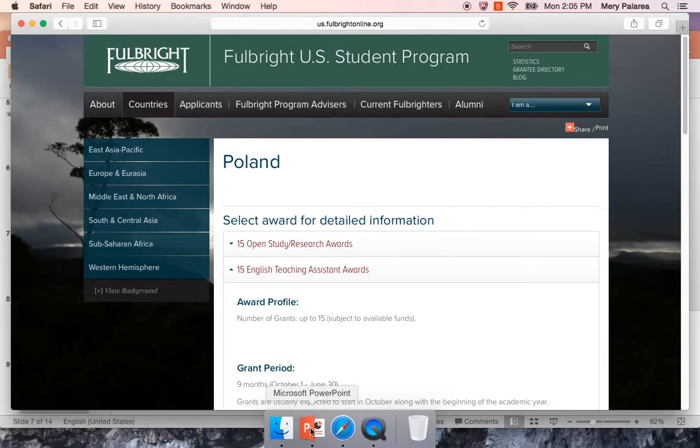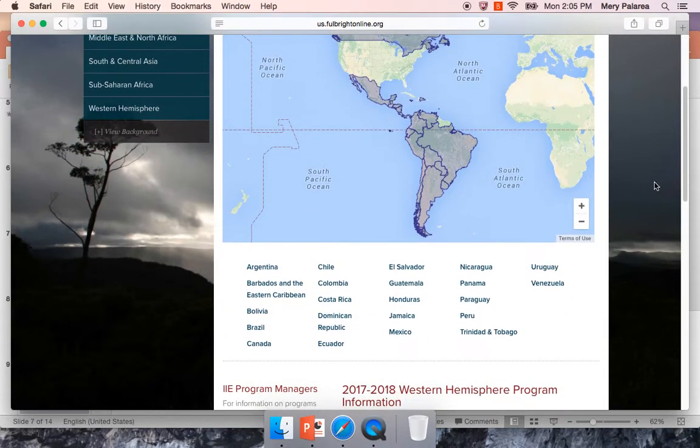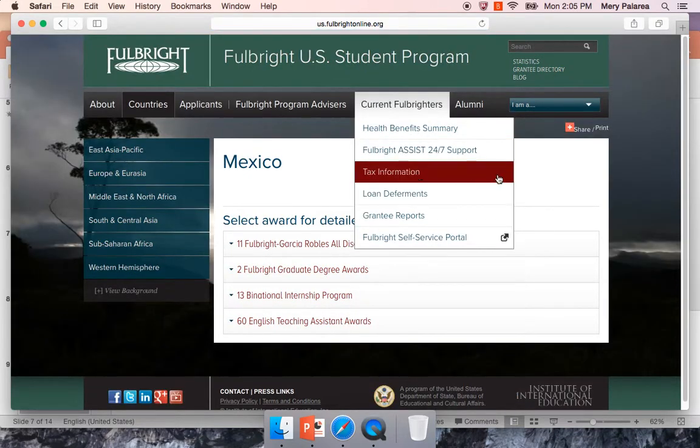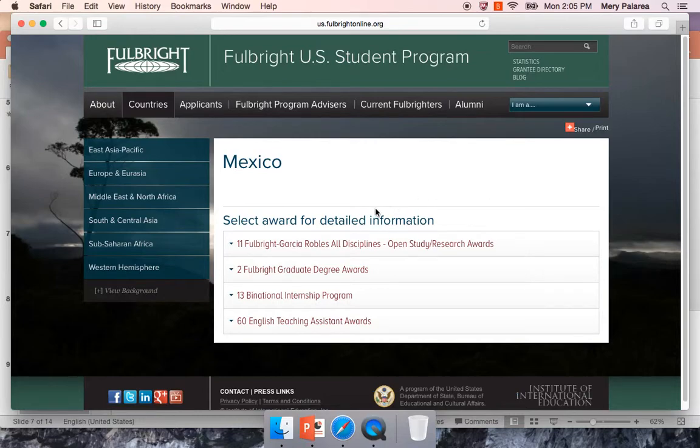I also want to look at another country, Mexico. So you'll see that this summary section looks a little bit different. They have 11 Fulbright Garcia Robles all disciplines open study/research awards. This is basically the same 15 that Fulbright had, but the funding is coming from this Garcia Robles organization, so that's why it's called something a little bit different. They have 2 specific awards for graduate degree attainment, so I'm guessing this won't be for graduate degree. This will be mainly for research. Mexico has a unique internship program, and they have 13 awards there, and they have 60 English teaching assistantships here. Let's look at their open awards.